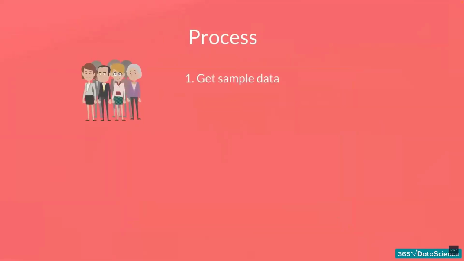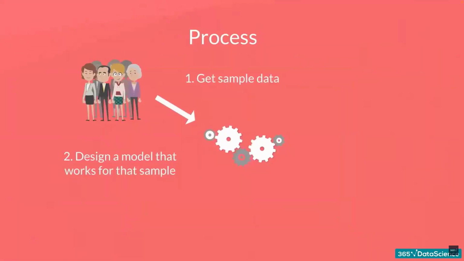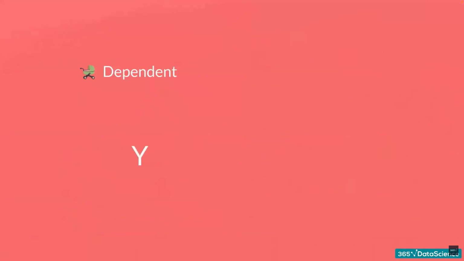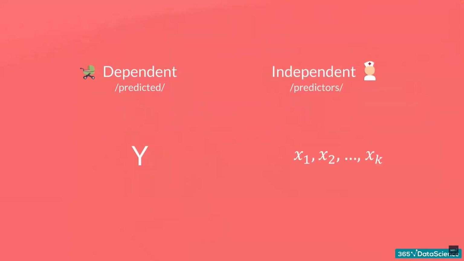The process goes like this. You get sample data, come up with a model that explains the data, and then make predictions for the whole population based on the model you have developed. There is a dependent variable labeled y being predicted and independent variables labeled x1, x2, and so forth. These are the predictors.